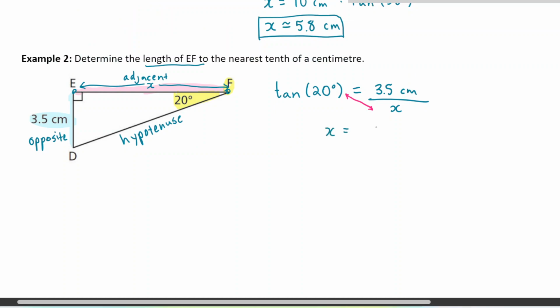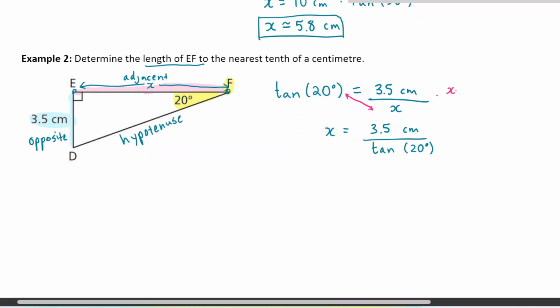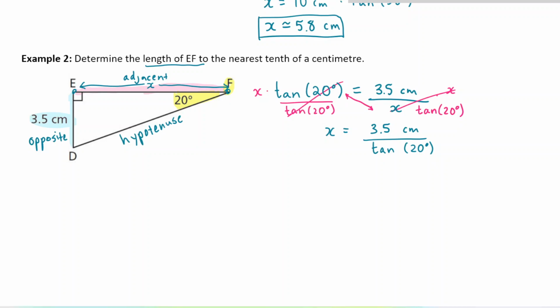So it's x equals 3.5 centimeters divided by tan of 20 degrees. So again, the reason why that works is essentially we multiplied both sides by x here. That canceled the x's out. And then we divided both sides by tan of 20 degrees. And that canceled that out. So when the x is in the denominator, you want to do this little trick where essentially they just switch places, the x and the tan of 20. But the reason that works is because we did opposite operations to isolate the x.